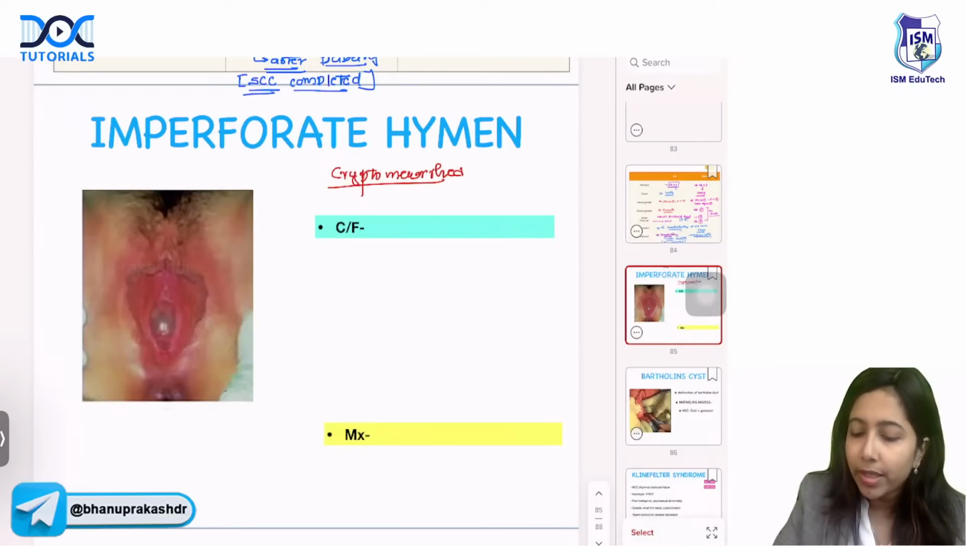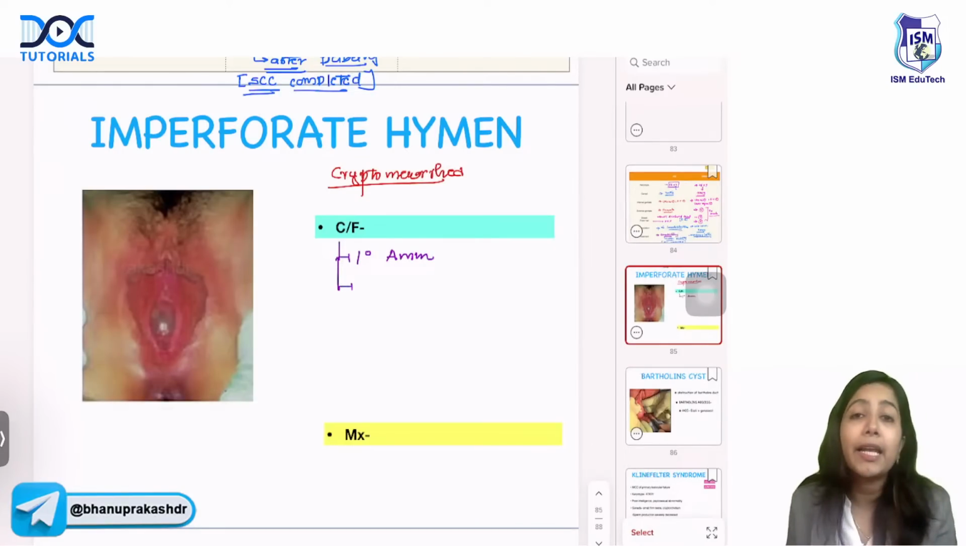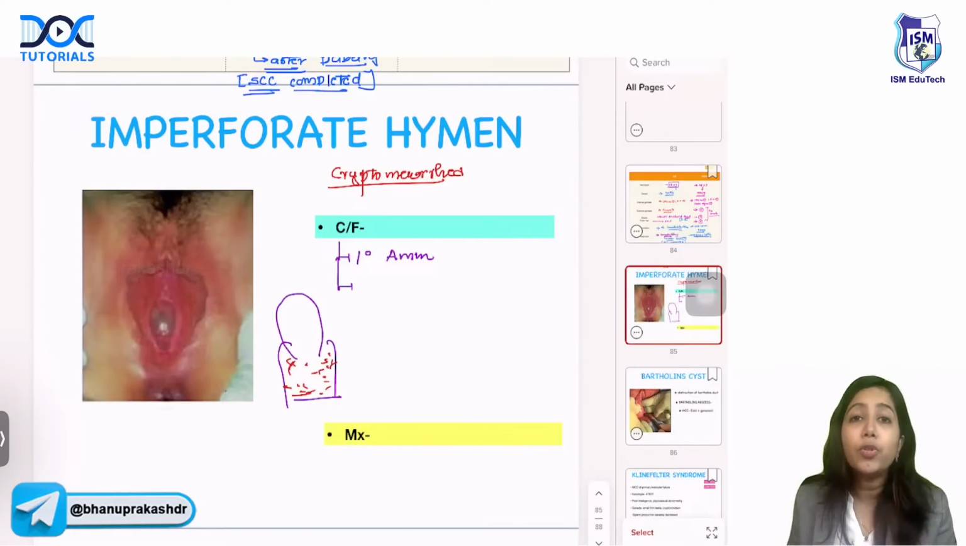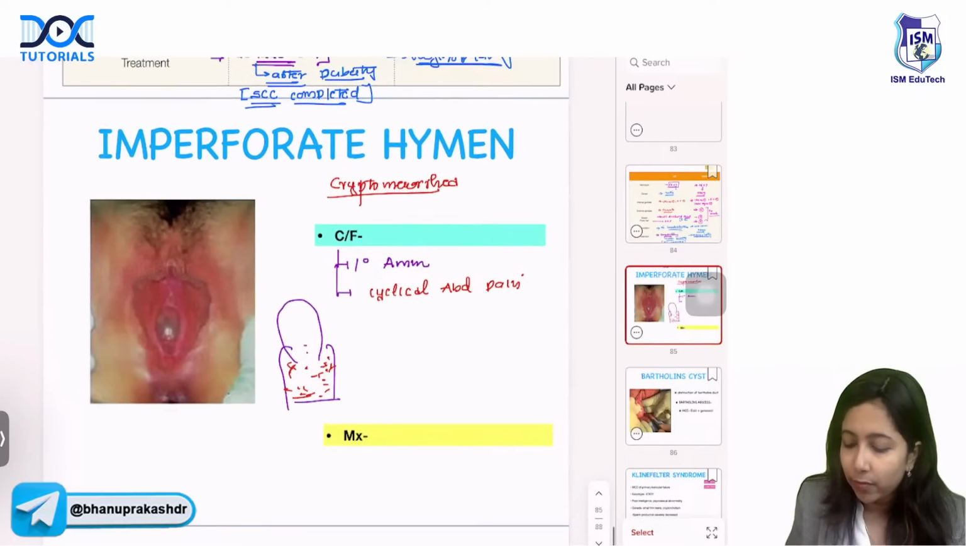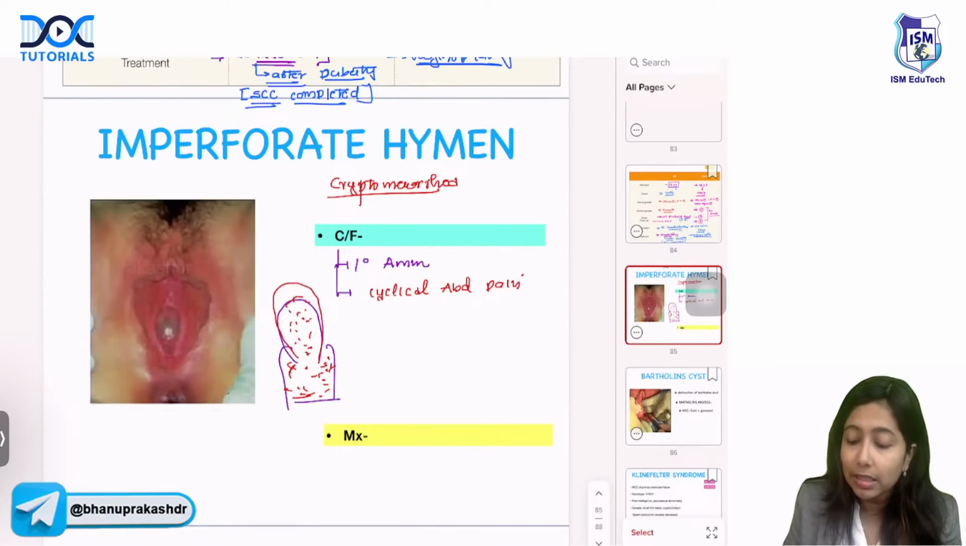Cryptomenorrhea. In this, the clinical features include that the patient can have primary amenorrhea. The patient can have cyclical abdominal pain because in each period, she has blood which is collected inside, due to which she can have cyclical abdominal pain. This blood will also be collected in the uterus. So while you do a per abdominal examination, you can feel that the size of the uterus is increased. You can feel a suprapubic bulge.